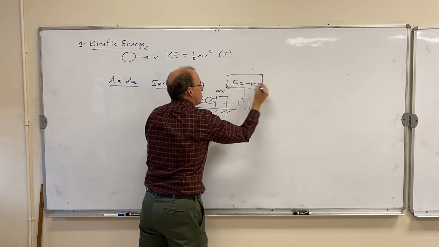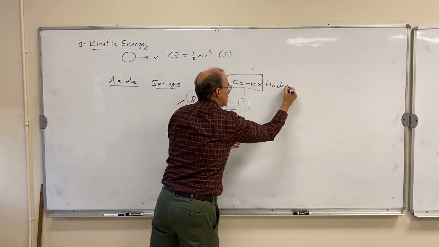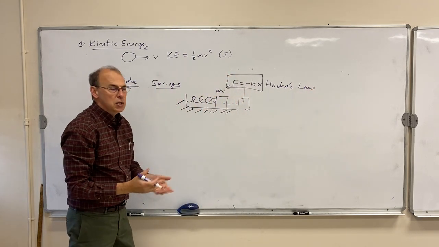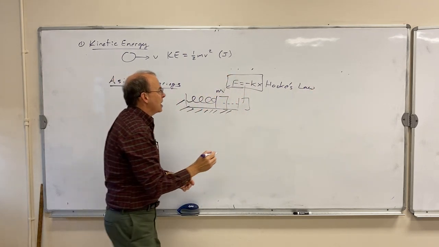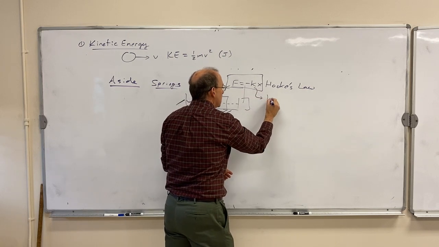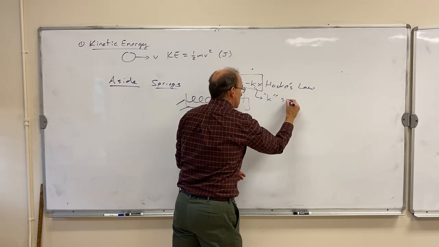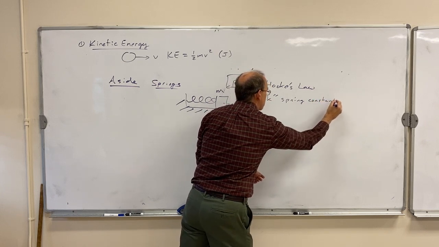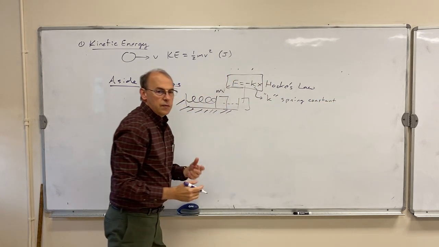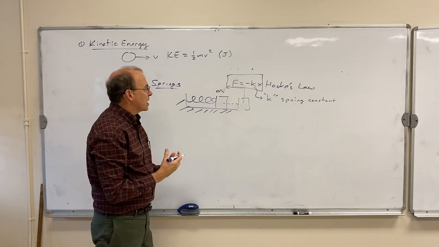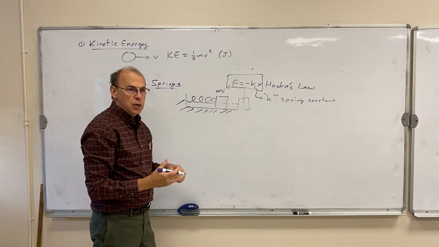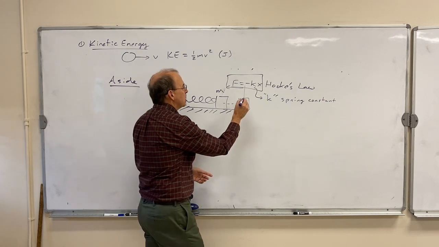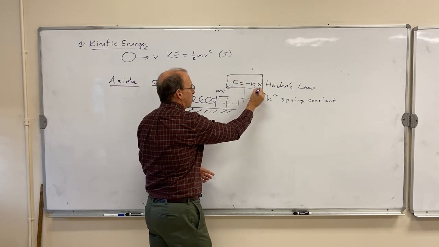This is just called Hooke's law. It's actually not a law, even though it's called that. It's actually just an approximation. Springs approximately behave that way. And this k is called the spring constant and is a measure of the stiffness of the spring. So if the spring is really stiff, that k is really big. If the spring is really floppy and not very stiff, that k is small. It has units of newtons per meter.